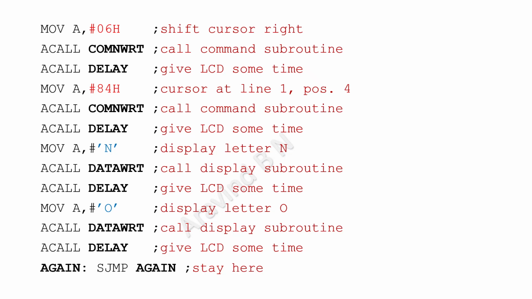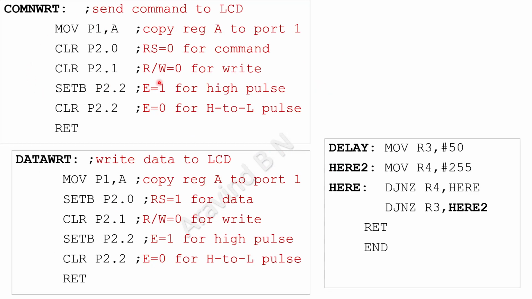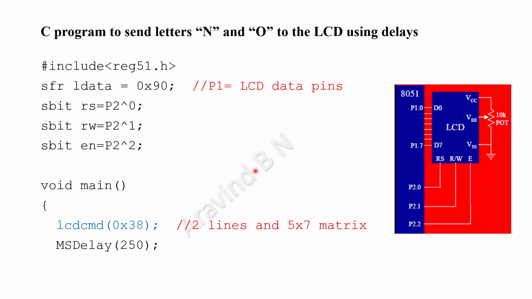Now getting into the subroutines for command write, data write, as well as delay. This is the subroutine for command write, this is the subroutine for data write, and here is the delay program. For the delay program, you can have any random delay value. There is nothing like a specific value of delay calculation over here. The same thing is given in C program also. This is additional, you can consider.